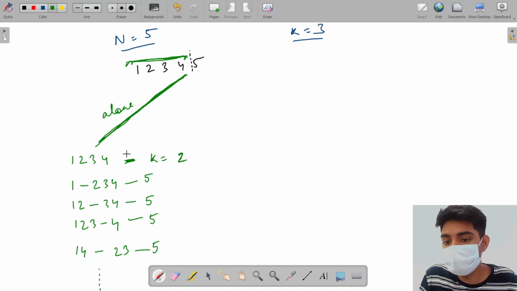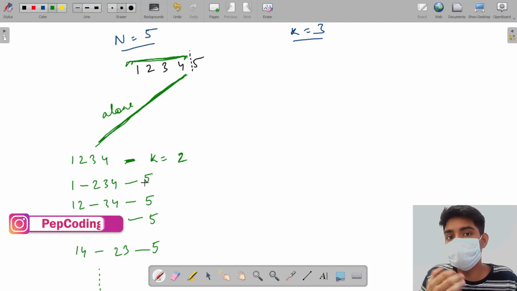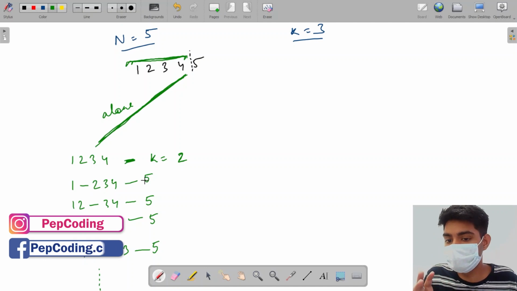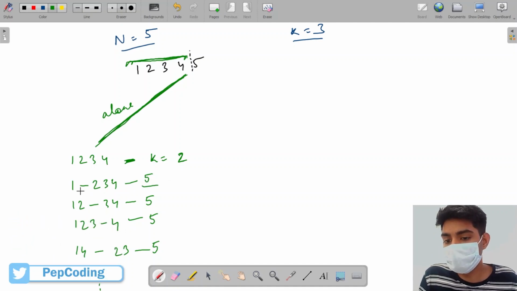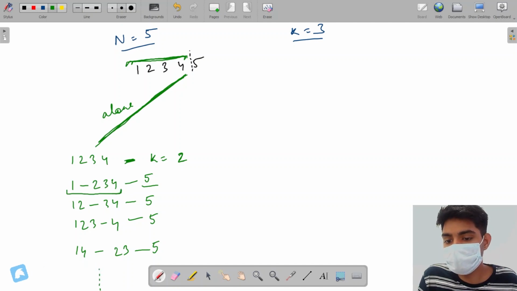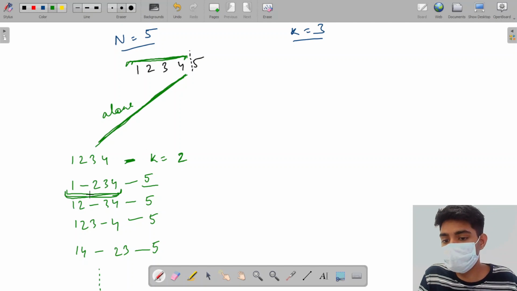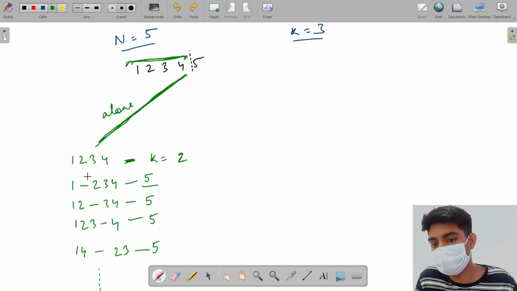If 5 was pairing up with someone, it would be a whole different story. I'm just saying that 5 is going to be alone here, and since 5 is alone, it is a subset in and of itself. Okay, so 5 is an alone subset, and I'm asking the n minus 1 friends to team up to give me k minus 1 subsets. Okay, I hope you understand this part.